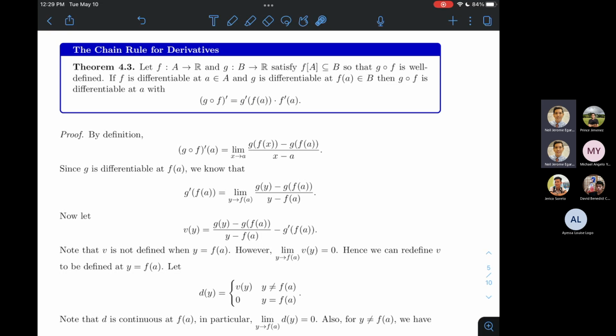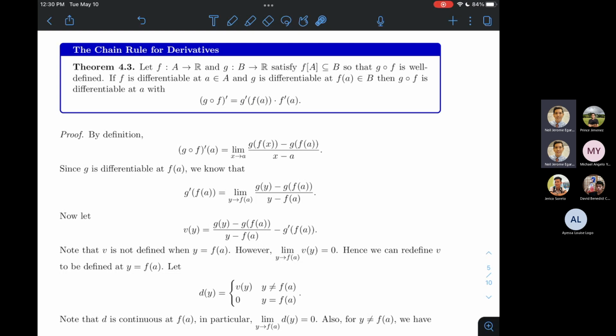Pagsusulat nung limit na nandun sa definition ng derivative. But let's first see what are the details para ma-define yung chain rule para sa derivatives. So una, kailangan natin ng dalawang functions which have domains A and B respectively.